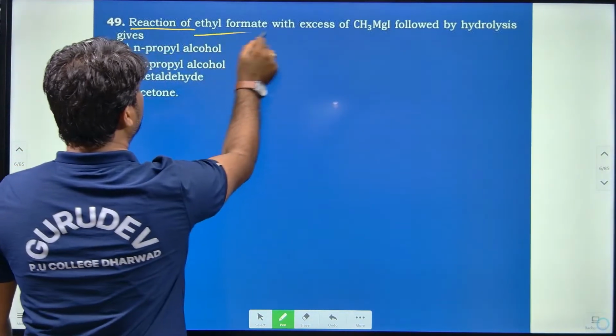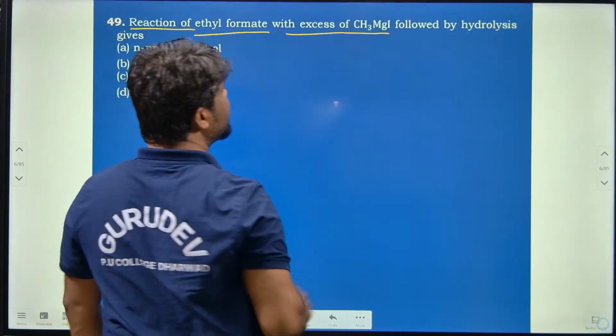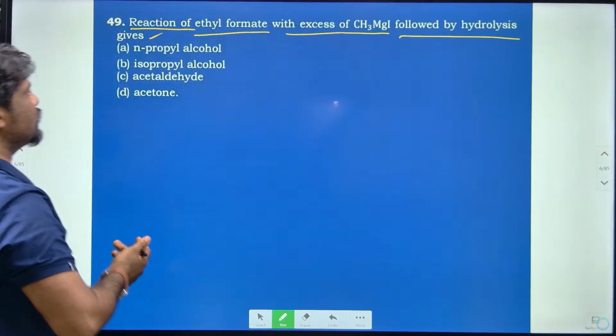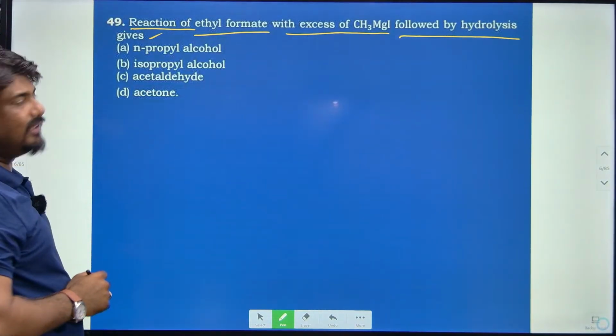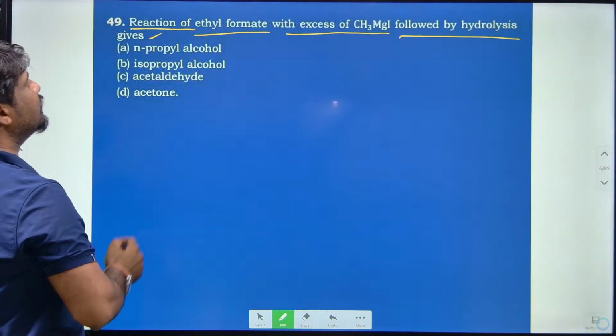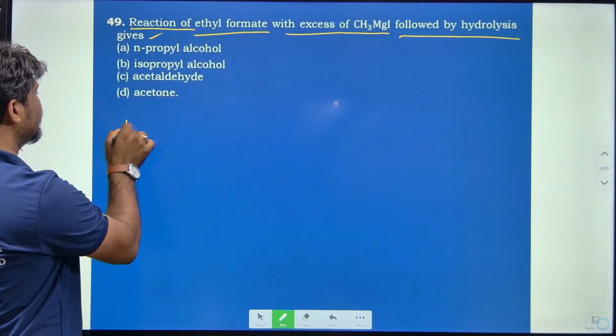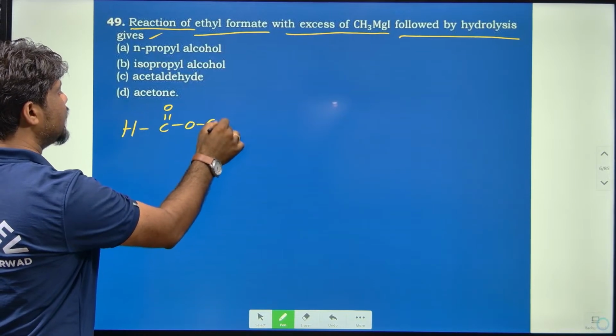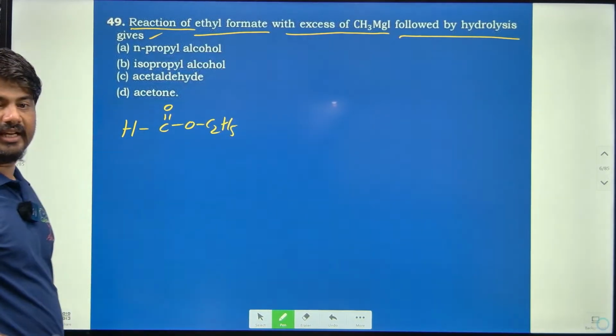Reaction of ethyl formate with excess of CH3MgI followed by hydrolysis gives which molecule? For that one we need to write the reaction. Ethyl formate is HC double bond O, C2H5. This is the ethyl formate.